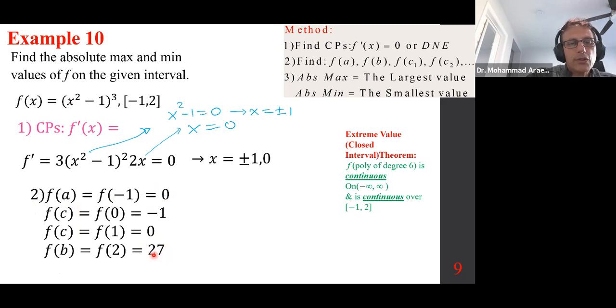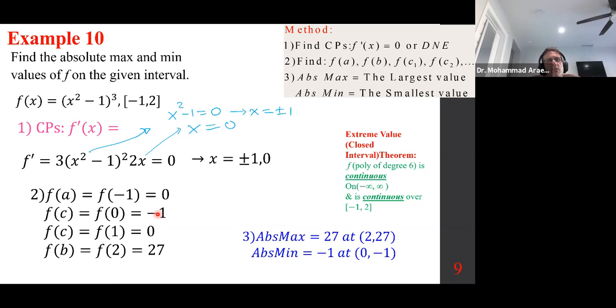Therefore, we have the largest number 27. Absolute max equals 27 at this pair, (2, 27). The smallest number is negative 1. Absolute min equals negative 1 at (0, -1). So that's how we find the absolute max and min.